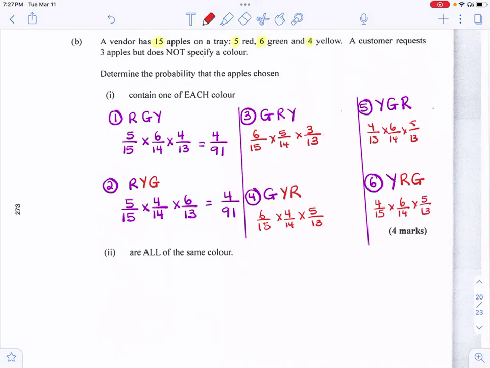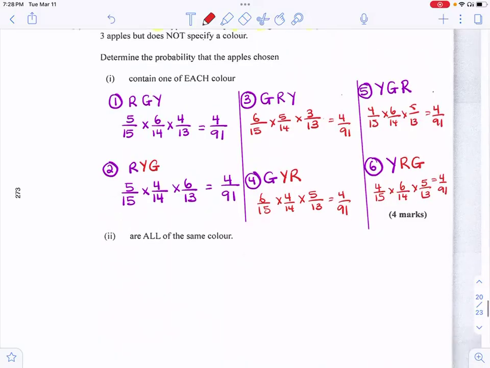Right, let me know when you all are ready, okay? Yes, I'm done. All right. So you realize for all the probabilities, it is 4/91. Did you all get that? Yes, miss. So the probability of choosing apples, each of one color, would be 24/91. Did you all get that when you add up all?